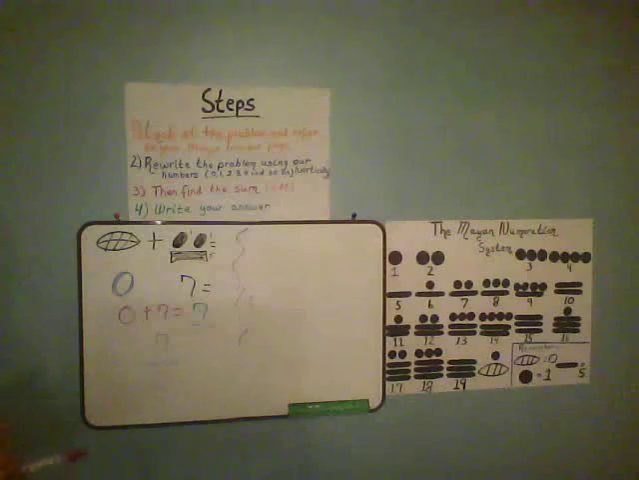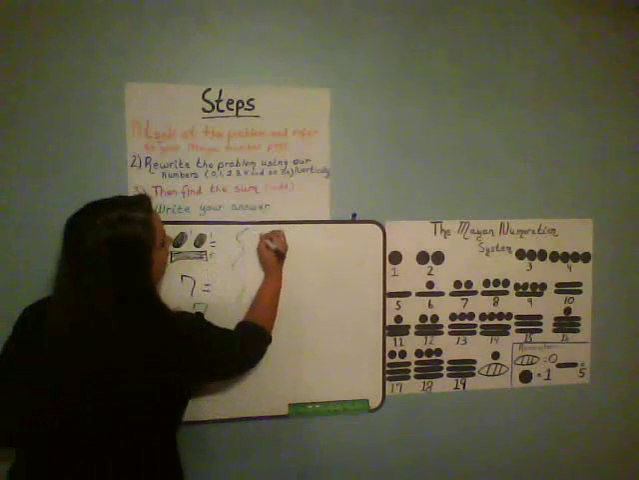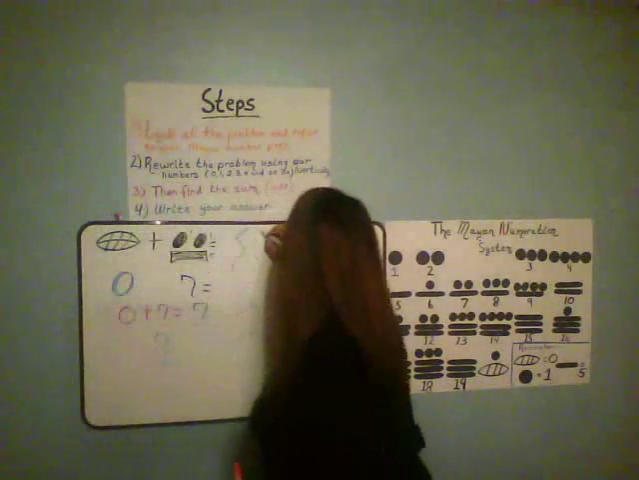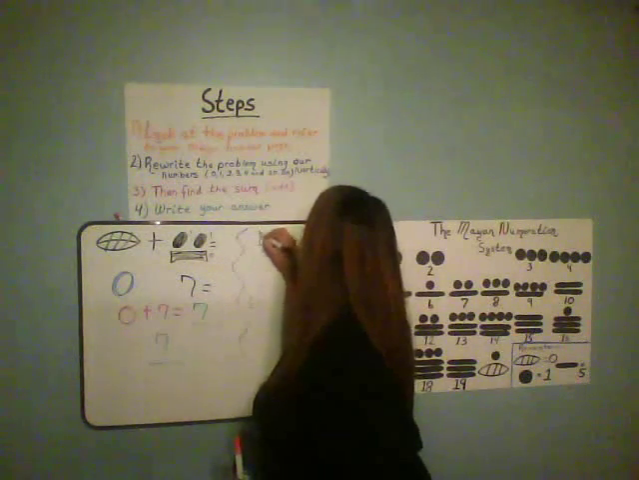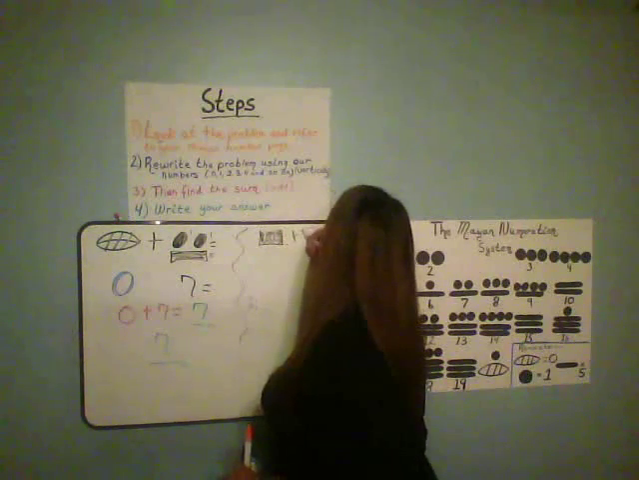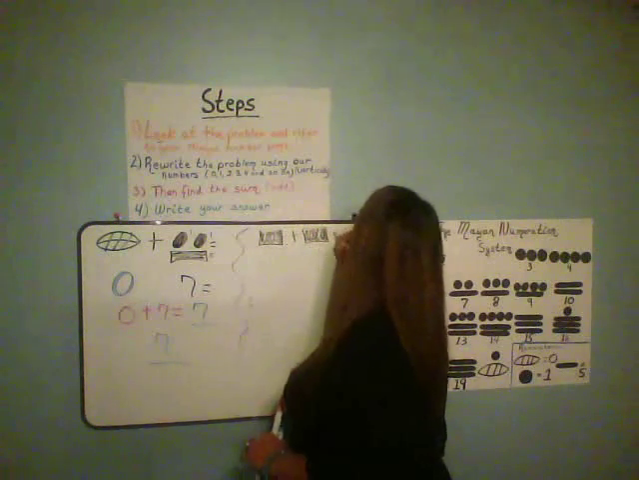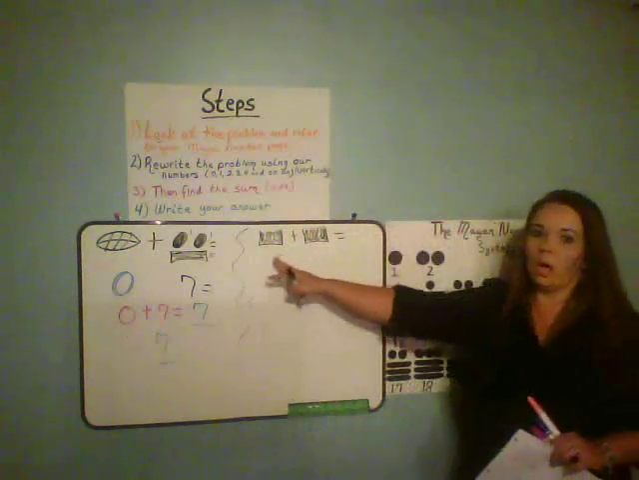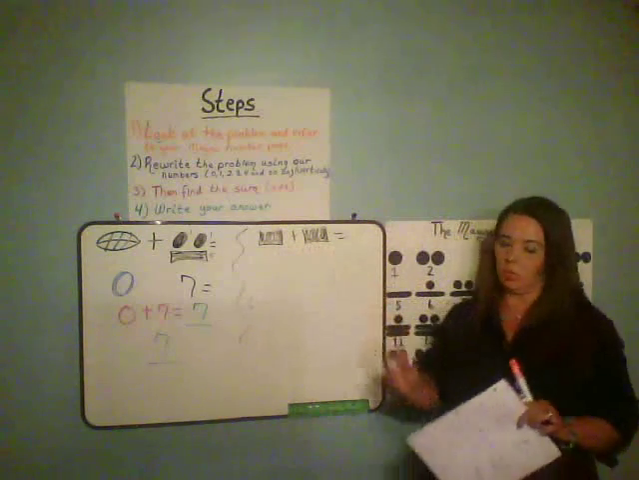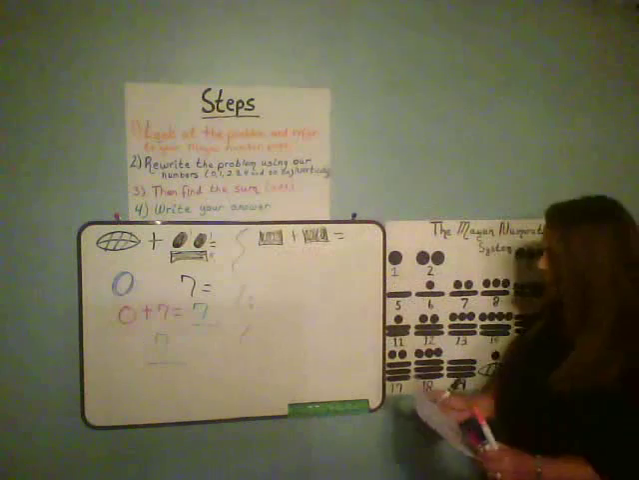All right, so I'm going to give you some practice ones. Our first practice one is going to be, let's see, a bar plus a bar equals. That's our first practice one.